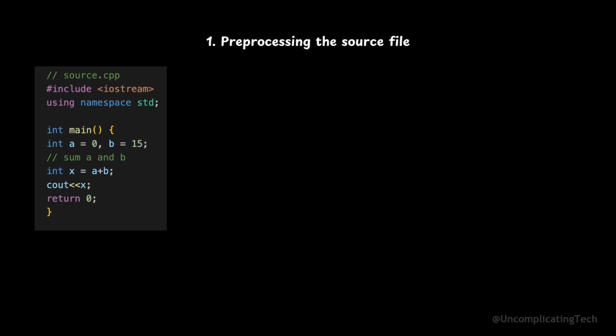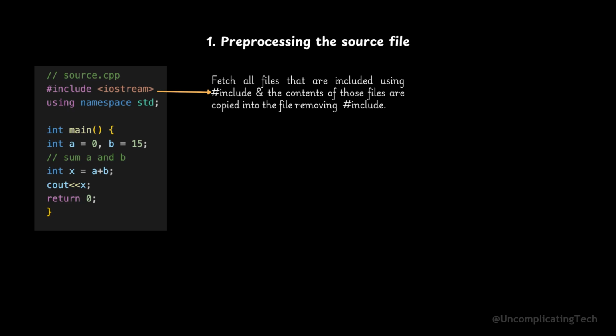So the first step in the compilation process is preprocessing. The compiler fetches all files that are included using #include in the source file, and the contents of those files are copied into the file, removing the need of #include. So after preprocessing, the code contains the implementation from iostream along with the original code. Macros defined using #define are expanded in the code and comments are removed.